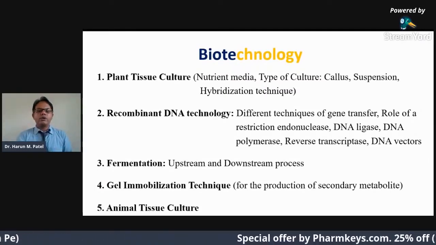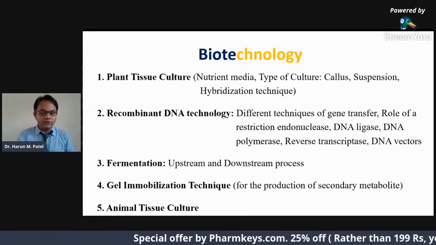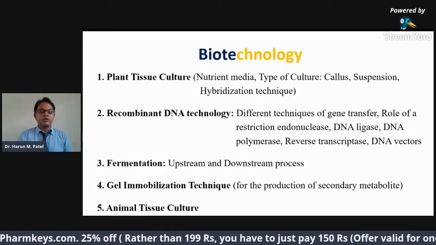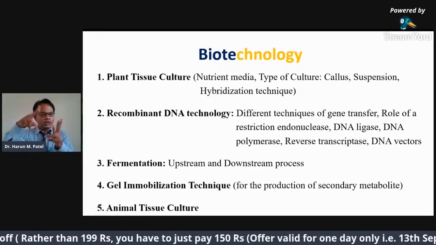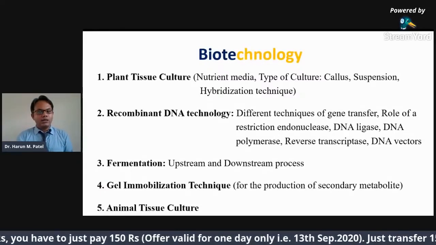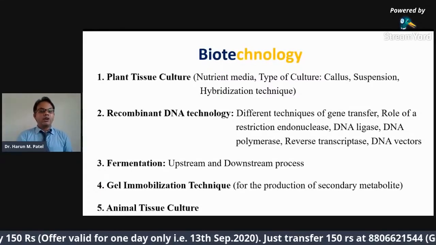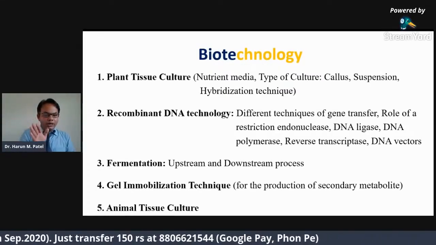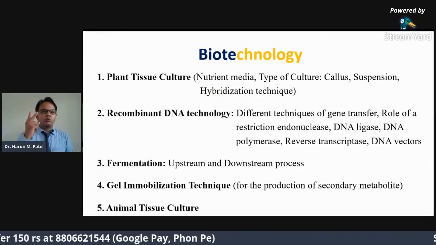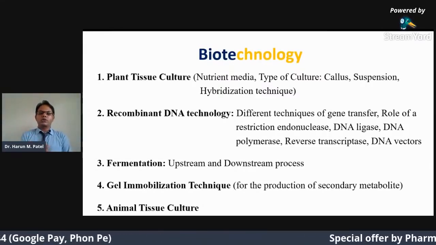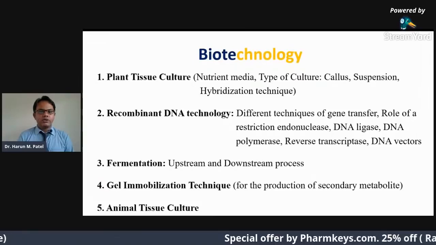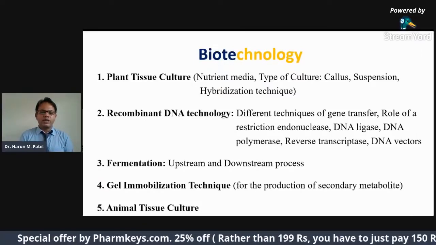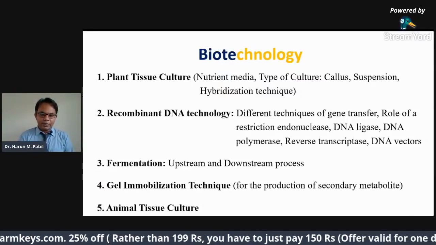Then you must read the different kinds of enzymes which are mentioned in the book, like restriction endonuclease, which is an important enzyme which we use to cut the DNA, then DNA ligase, DNA polymerase, reverse transcriptase, and different kinds of vectors which we are using for rDNA technology. So if you're from the moderate category, I'll recommend that you must read these 2 chapters. The first is plant tissue culture, and the second is rDNA technology, recombinant DNA technology. And you can skip fermentation, the gel immobilization technique and animal tissue culture if you're from the moderate category.